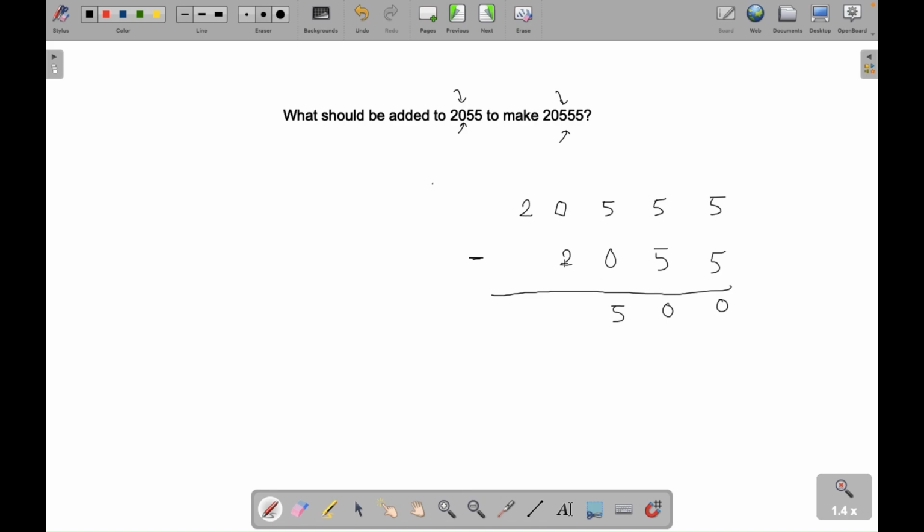Here 0 is less than 2, so we have to do regrouping. So we'll borrow 1 from this, so this will become 10 and then this becomes 1. And then when we subtract these two, we get 8 and then 1 comes down. So 18500 is the answer.